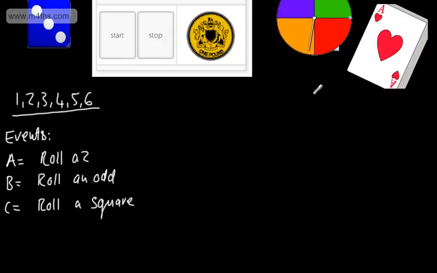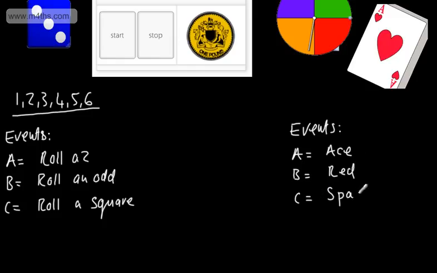Let's look at our deck of cards. With the deck of cards, we've got aces, clubs, hearts and spades. We've got red cards and we've got black cards. So let's go ahead and look at some possible events and see which would be mutually exclusive. Event A is picking an ace. Event B is a red card. And event C is picking a spade. Remember, a spade is a black card.